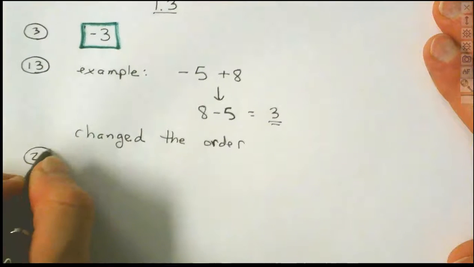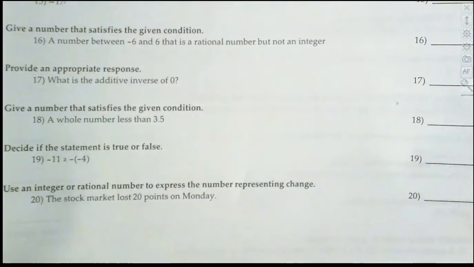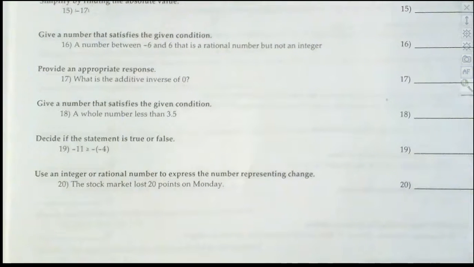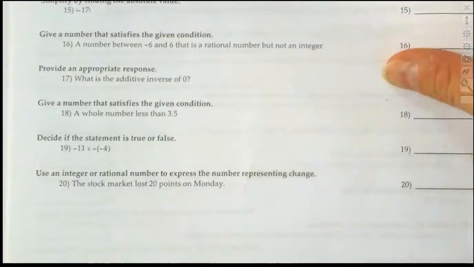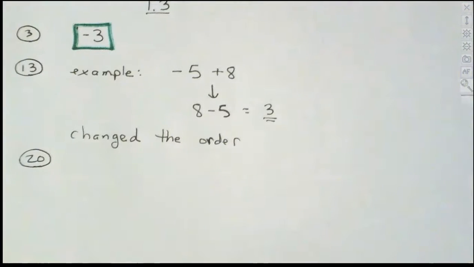Question 20. For question 20, same thing as question 3. We want to represent the change as either a positive or negative integer or a rational number. Losses are going to be negative, gains are going to be positive. So the stock market lost 20 points on Monday. So we're losing points in our stock market. So that would be a negative 20.